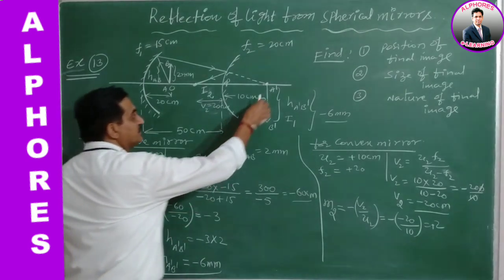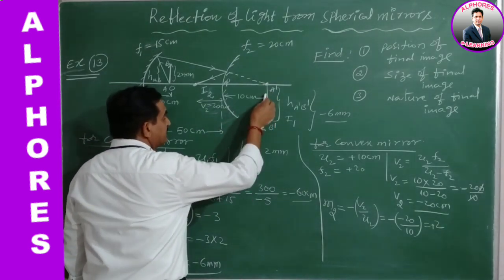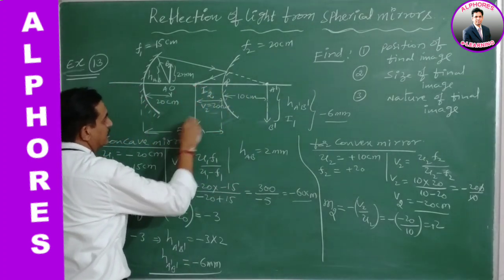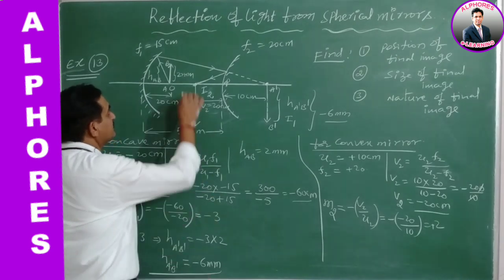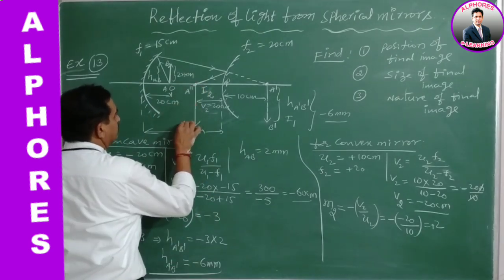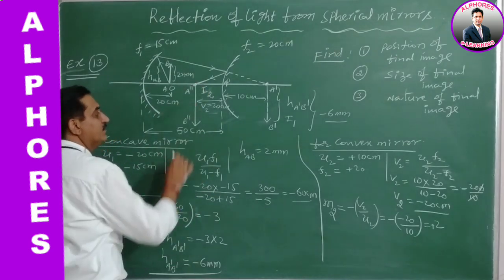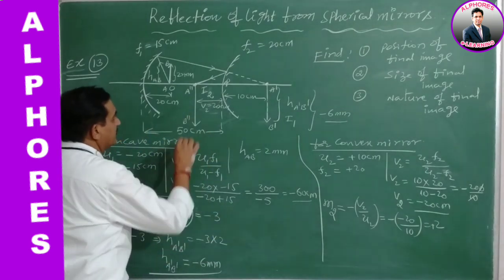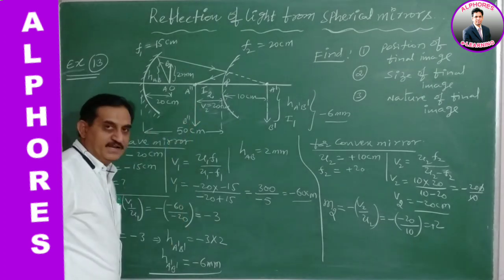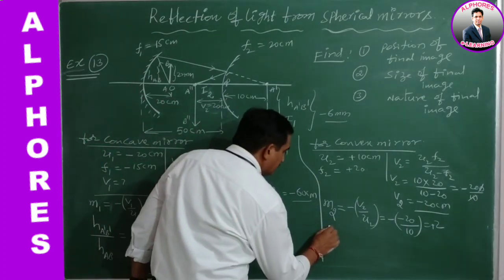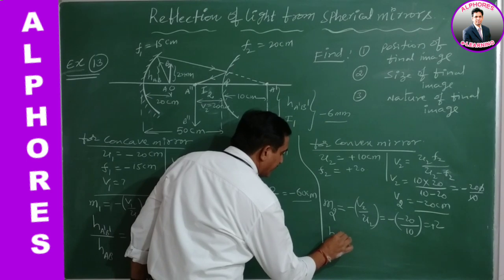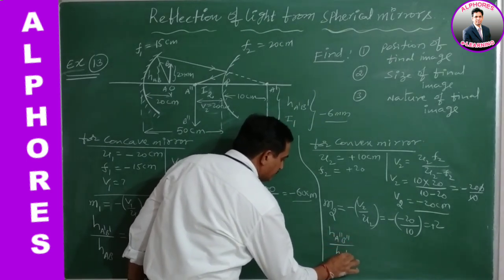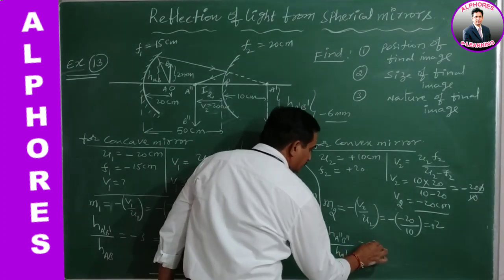See here, this is the object, downward. Its corresponding image is also downward. This is A double dash, B double dash. So this is, say, H A double dash B double dash. Let us find here H A double dash B double dash by H A dash B dash, which is equal to 2.